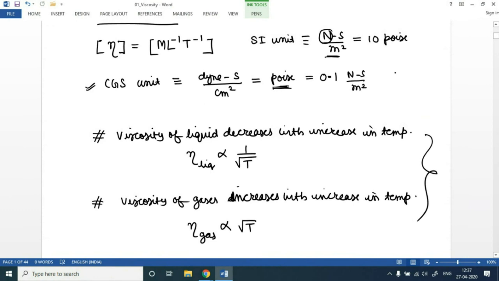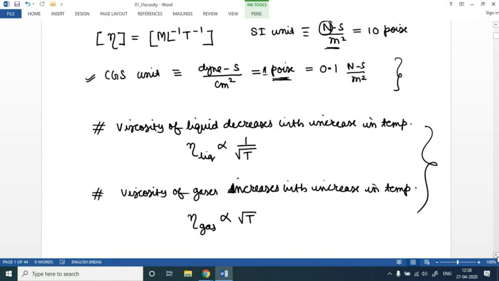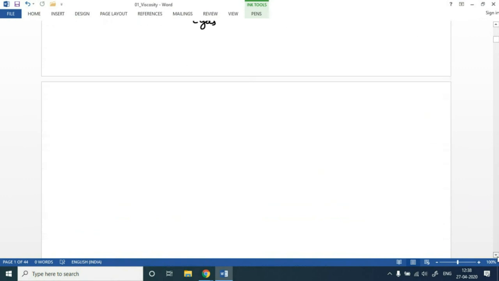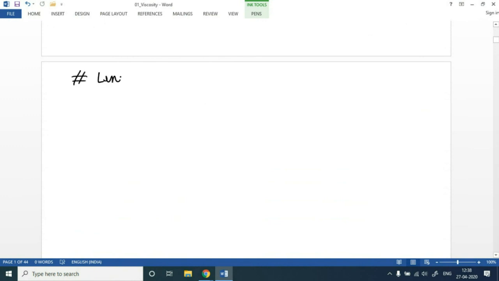And apart from that, what I urge you to please understand is what one poise is. And if you need to convert one poise into SI units, you can do that as well over here. So now look into the other aspect of the problem. The first problem I am going to discuss is something called linear velocity profile.